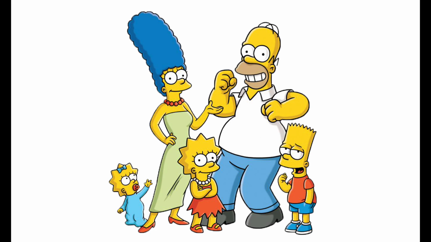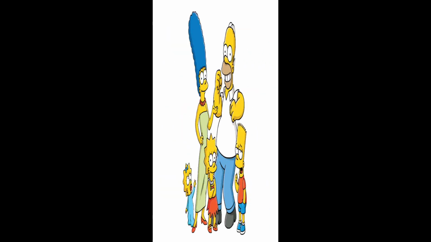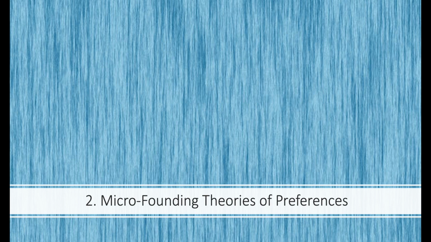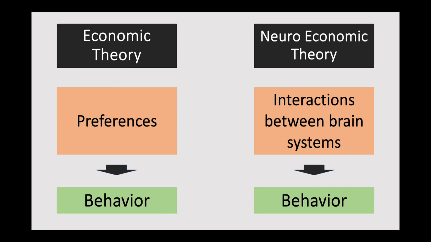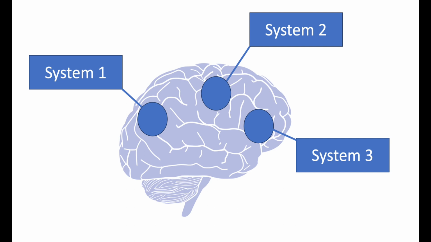Now, let's move on to the second advantage, micro-founding preferences. Traditional economics takes preferences as given, but neuroeconomic theory takes a different approach. It explicitly models the strategic interaction between distinct brain systems, making it feasible to establish micro-foundations for preferences. See these different brain systems? They're like players in a game, each influencing our preferences in unique ways.